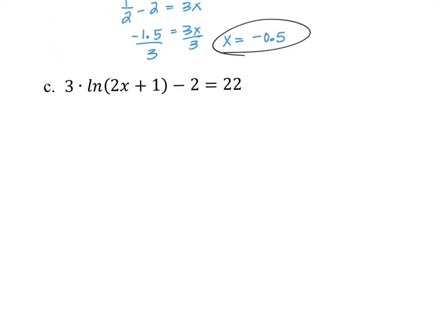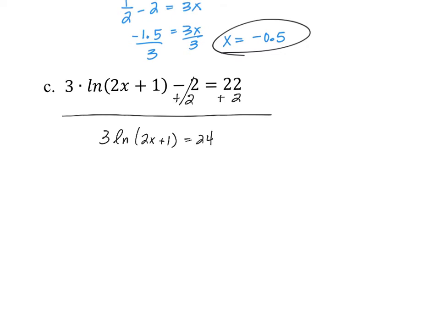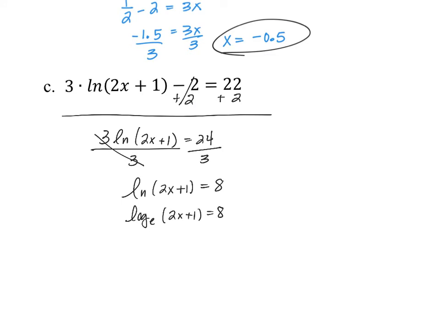We have 3 times ln of 2x plus 1 minus 2 equals 22. So just like a normal equation, we're going to add 2 to both sides first. And then we get 3 ln of 2x plus 1 equals 24. Divide by 3 because we're trying to isolate that ln. So we get that ln of 2x plus 1 is equal to 8. Now remember, ln can be rewritten as log base e of 2x plus 1, which equals 8. So e to the 8 equals this one.